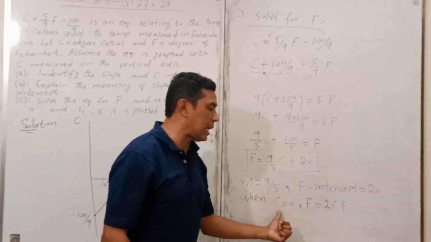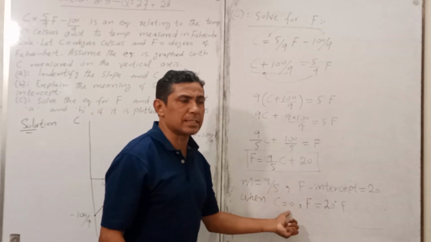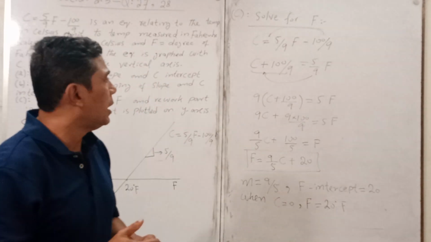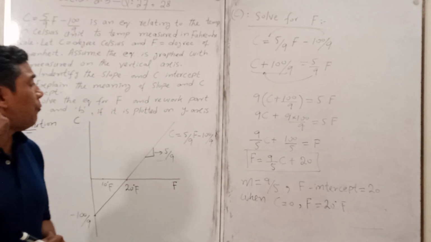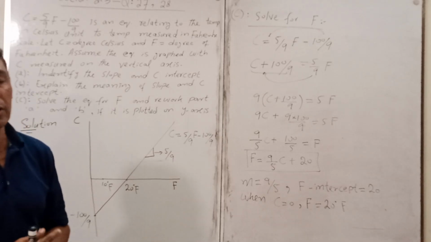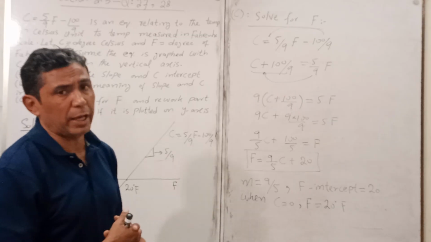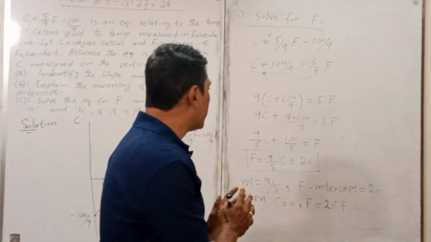Clear? If the temperature in the Celsius scale is 0, the results are entirely different. In the previous case, we found the negative intercept of C, but here we have the positive intercept. Clear? So we have completed this question.